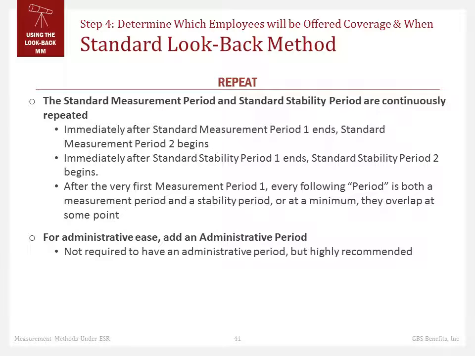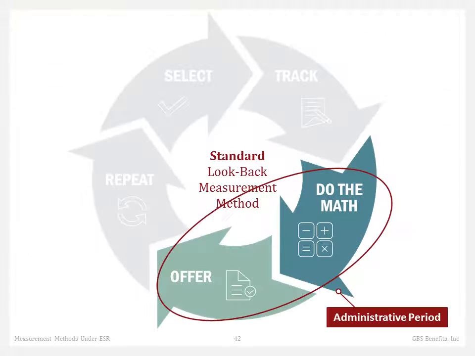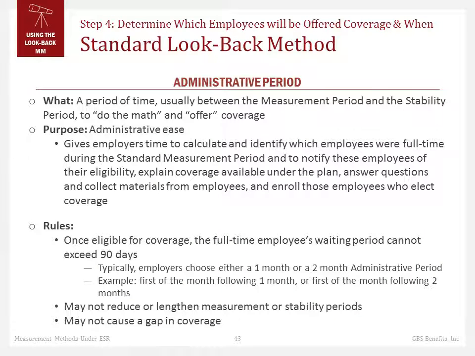So for administrative ease, we also have an administrative period that the IRS suggested, and that takes place during the do the math offer phase, which is the administrative period. And this is basically just a period of time to allow you to do your work. In other words, to do the math and to offer coverage to those who are eligible, to answer their questions, collect the materials for the employees and enroll those employees who elect coverage so that they are ready and on coverage by day 1 of the stability period.